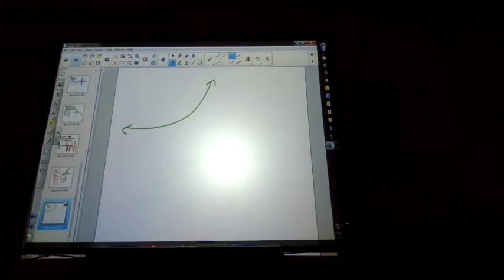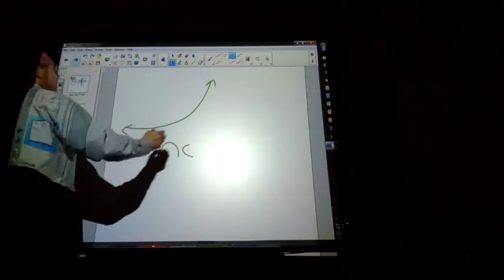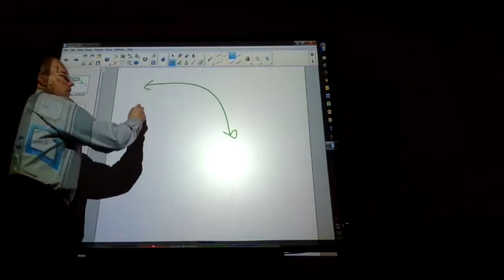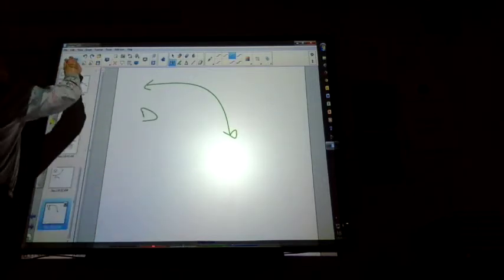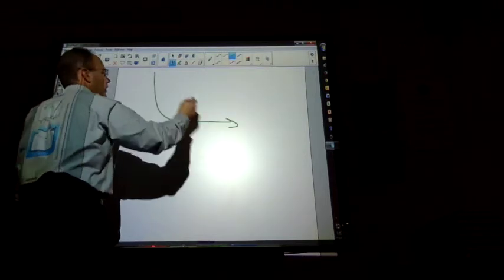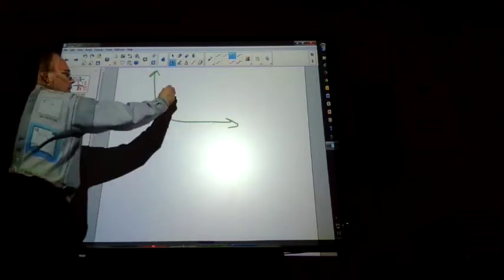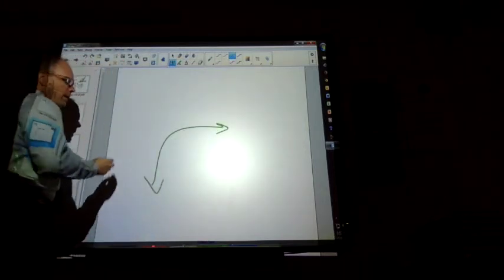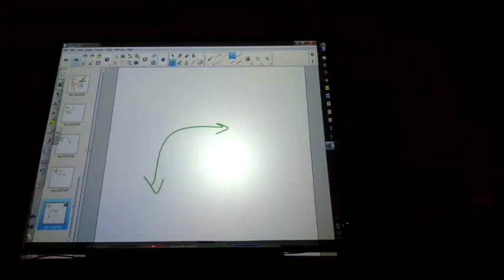Is this function increasing or decreasing? Increasing? Is this function increasing or decreasing? Decreasing? Is this function increasing or decreasing? Decreasing? And then, what about this function? Increasing. Okay, so increasing, decreasing is going to take place. I think you have enough here to jump onto the assignment.